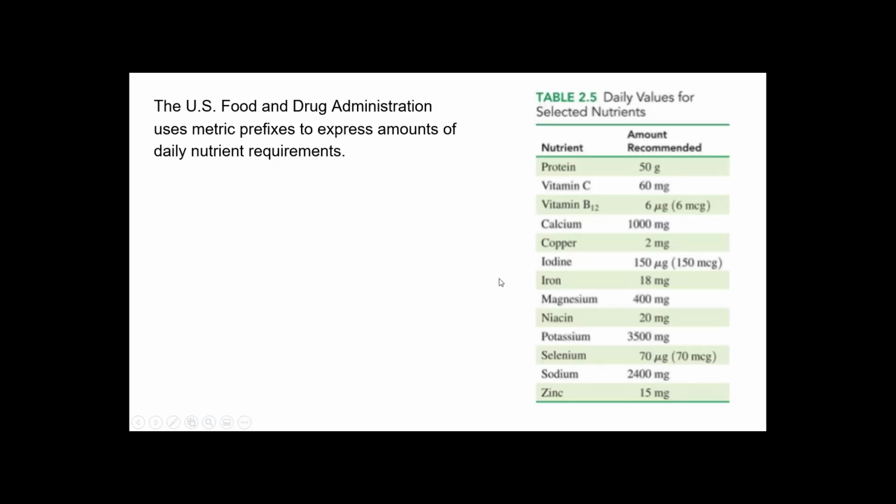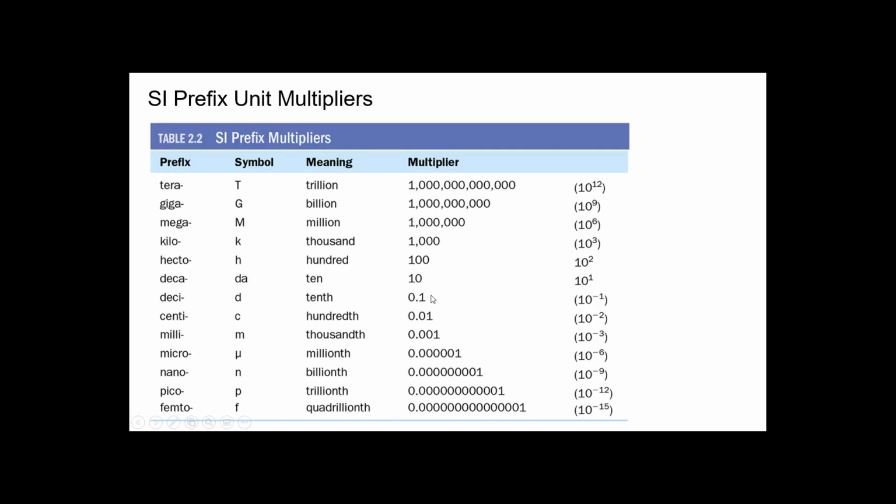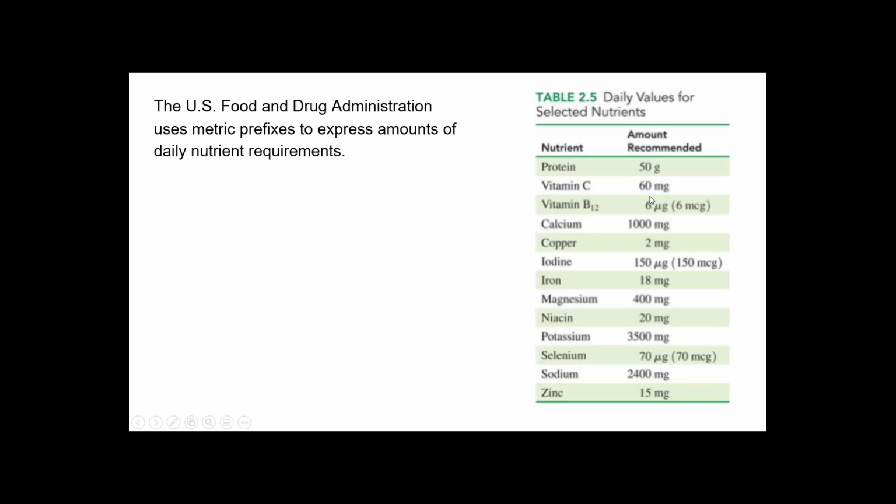And I think I have here another chart that might make this easier to understand. But here we do. The USDA and Food and Drug Administration use metric prefixes to express amounts of daily nutrient requirements. So even though we don't really use the metric system, we actually do use the metric system. You ever heard of a 5K?